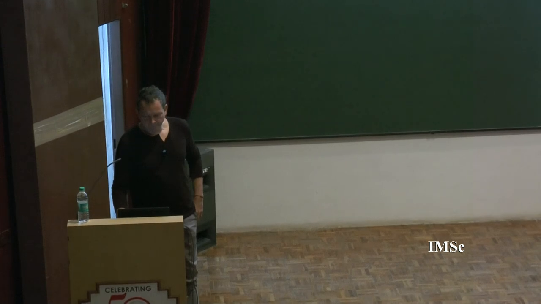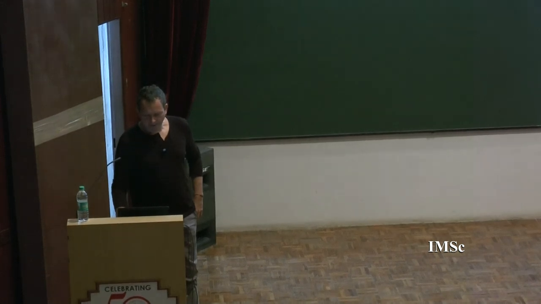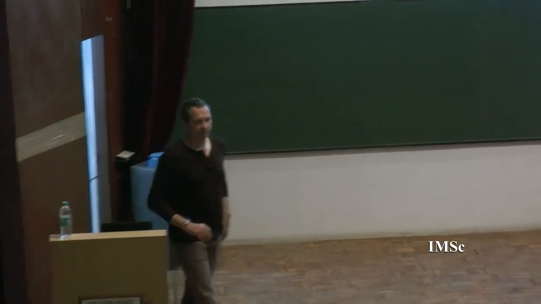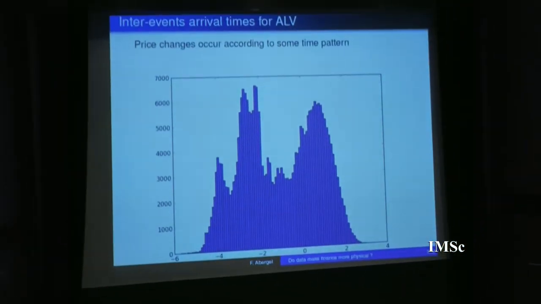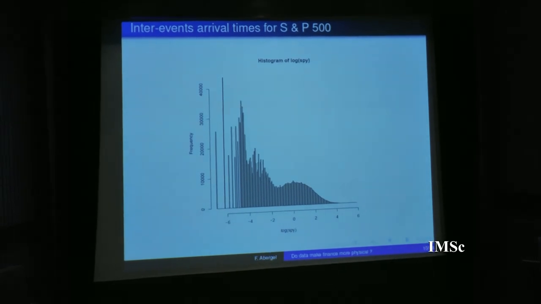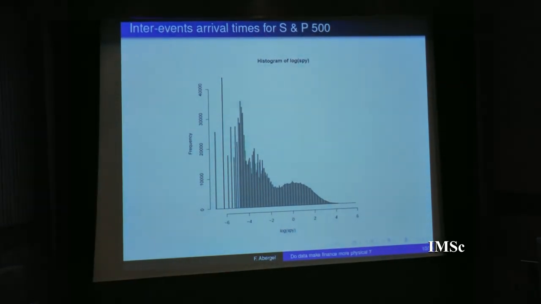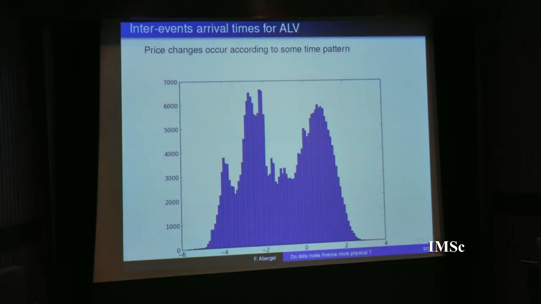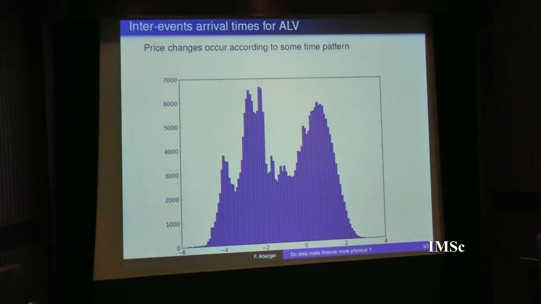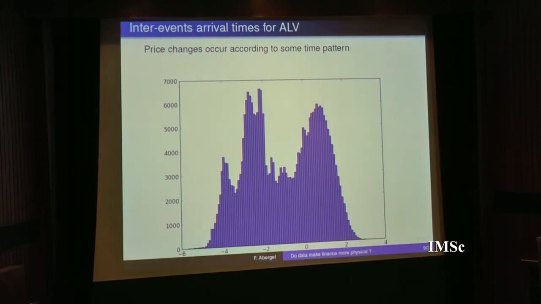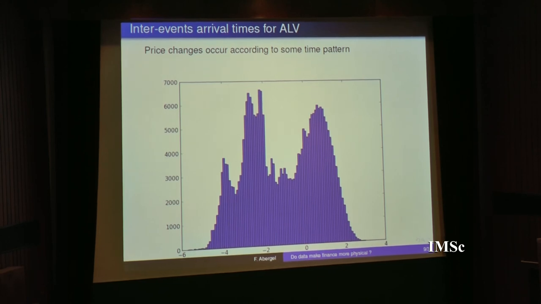Yeah. So this is from data. This is the stock ALV on the Deutsche Börse, and the other one is the S&P 500 mini futures. And the thing is, as you see, it's a log scale. Otherwise, you won't see it because it's really very small time steps here, 10 to the minus 2, 10 to the minus 3. So they're very much compressed, and you don't really see this bump, almost not. Which is why we blew it up by using a logarithmic scale for the time interval.